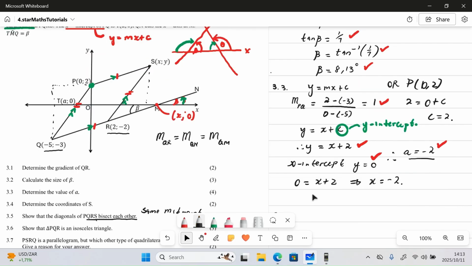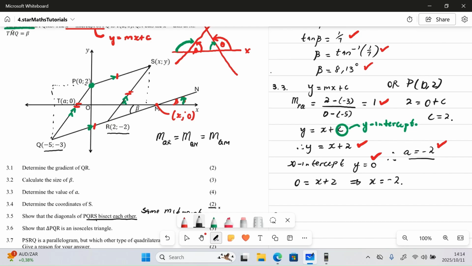3.4, determine the coordinates of S. So if we check S, someone can say S is the point of intersection of the two lines, PS meeting with SR. Meaning someone can say for me to find the coordinate of S, I need to find the equation of PS and equate it to the equation of SR. But we are only given 2 marks. Why is it 2 marks?